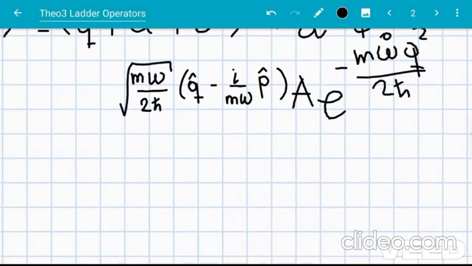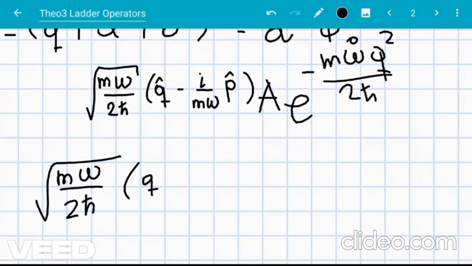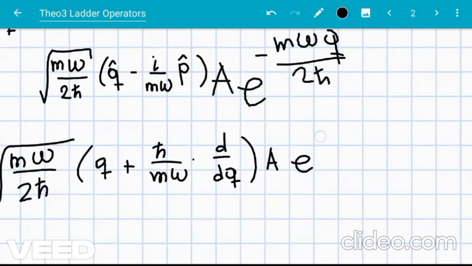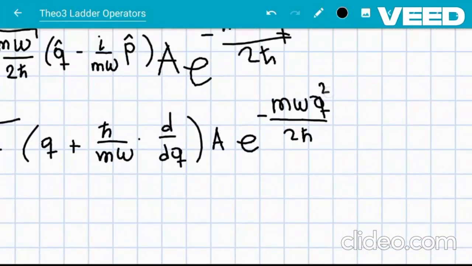And I can plug in for operator p again. The operator q is just q, and then I'm going to get minus i squared, which is basically just plus, times h. So I have h over m omega times the first derivative of the function, and the function is a e to the negative m omega q squared over 2h. And so when I take the first, q squared, yeah.